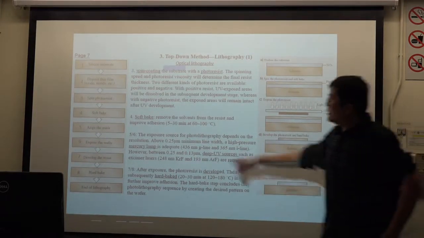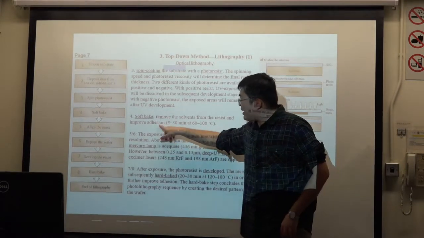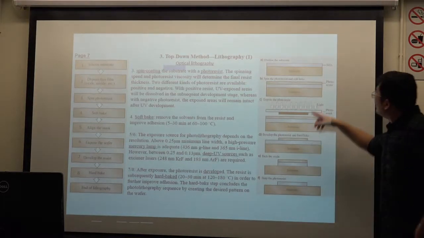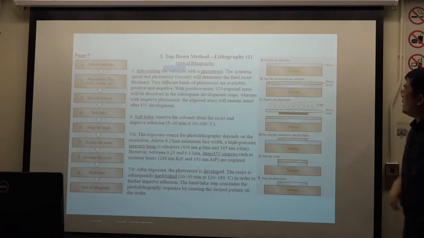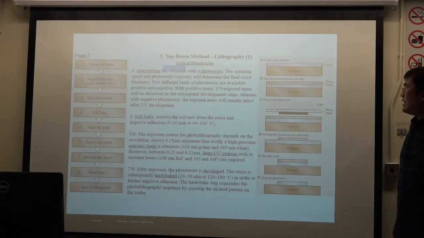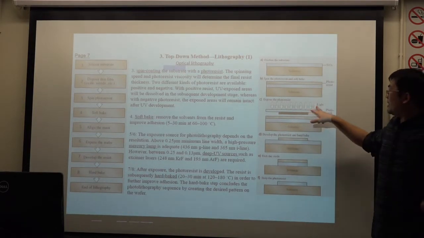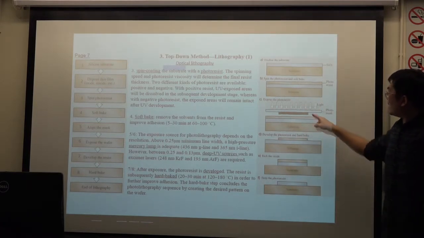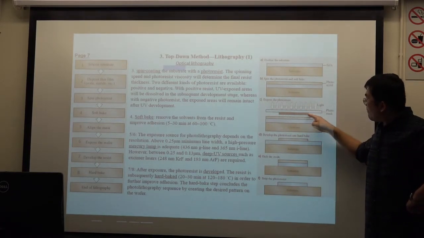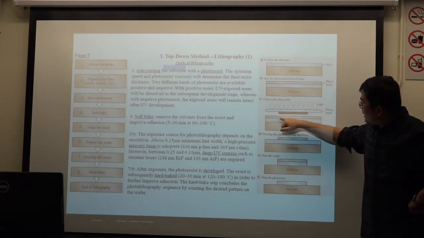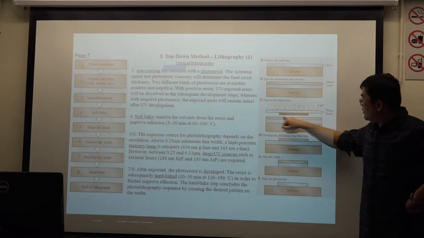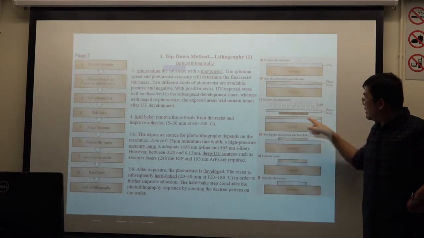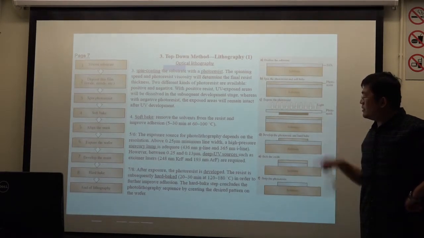To improve the adhesion, just remove it. It is something like this: just spin coating and then soft bake. Then we expose with light. This mask is very important. Below the mask, the light cannot be exposed at this region. At this region, the light can be exposed.